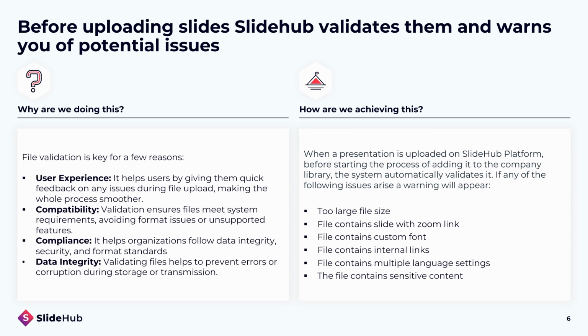How are we achieving this? When a presentation is uploaded on SlideHub platform, before starting the process of adding it to the company library, the system automatically validates it. If any of the following issues arise, a warning will appear. Too large file size, the file contains slide link with zoom link, the file contains custom font, the file contains internal links, the file has multiple language settings, or the file contains sensitive content. Let me show you how the file validation works.